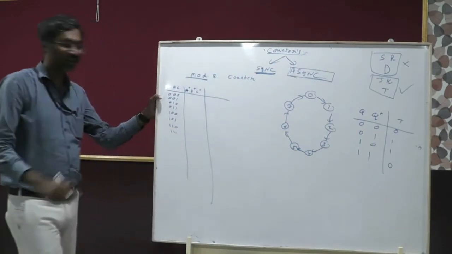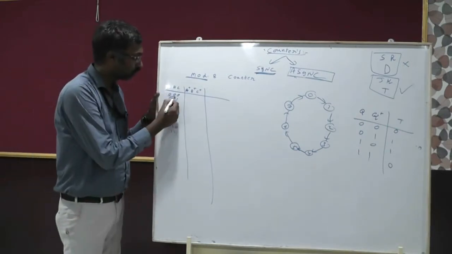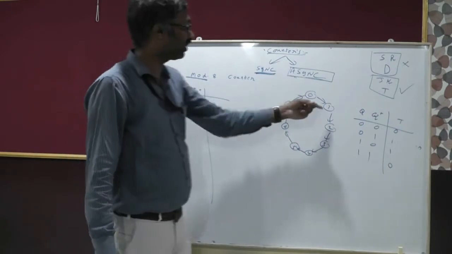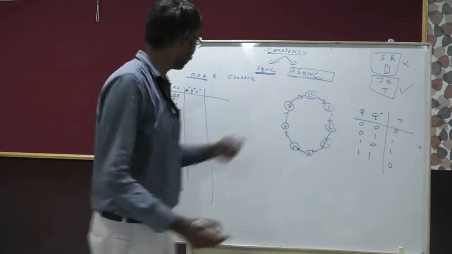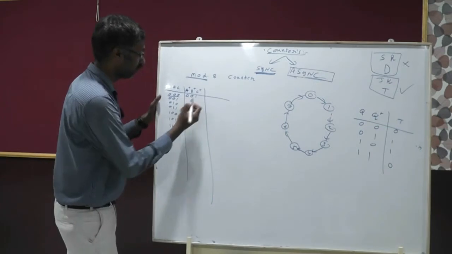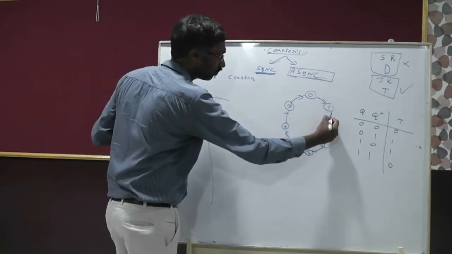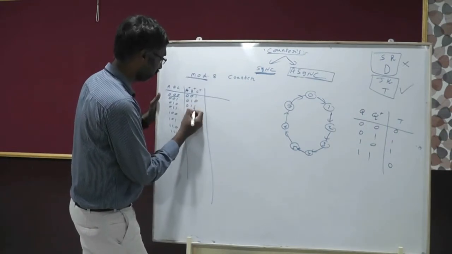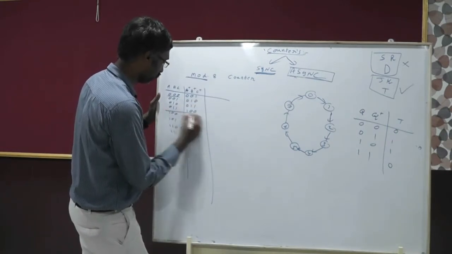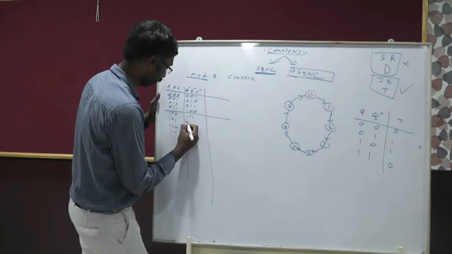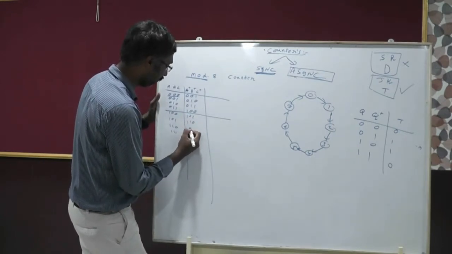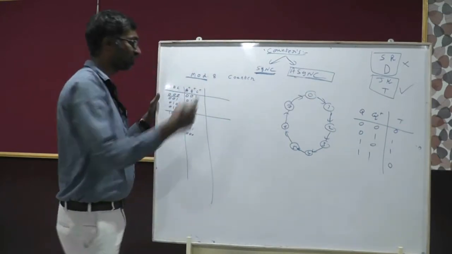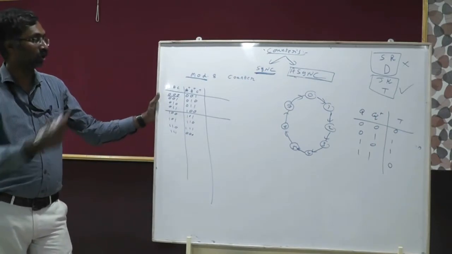So what is the present state? 000. For 000, what is the next state? 1, so 001. For 1, what is the next state? 2. For 2, 3. For 3, 4. For 4, 5. For 5, 6. For 6, 7. For 7, what is the next state? 0.